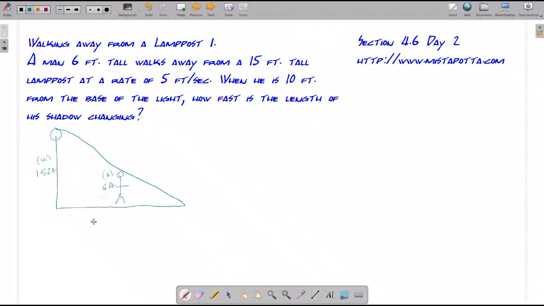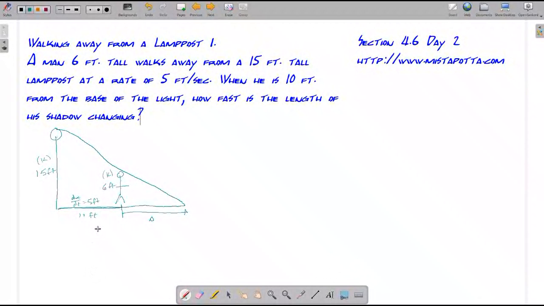That's constant. But this distance here, right now, it's 10 feet. But keep in mind that it's changing. dx dt is 5 feet per second. And my question is, I want to find out how fast the length of the shadow is changing.